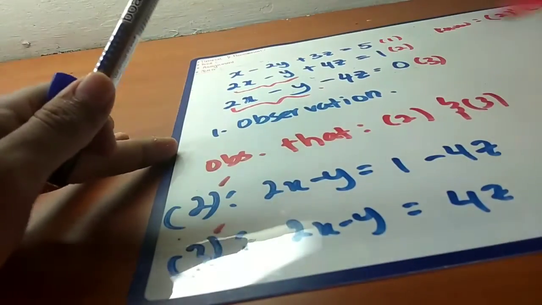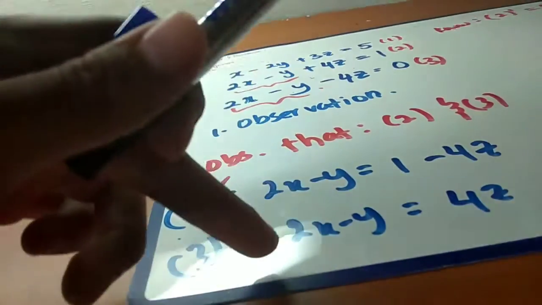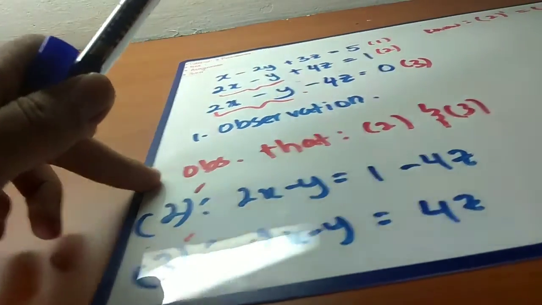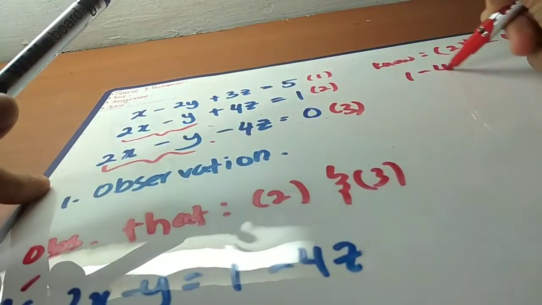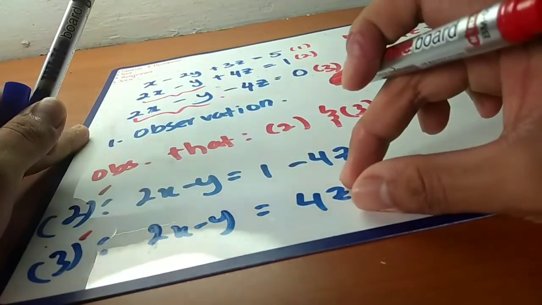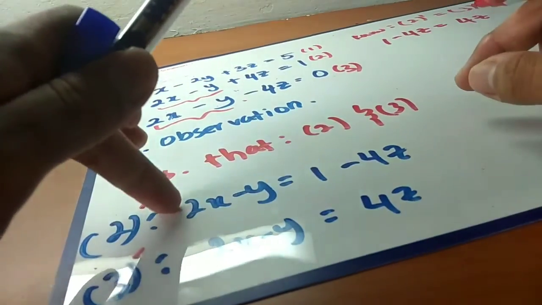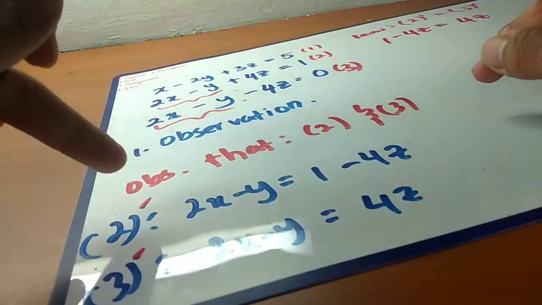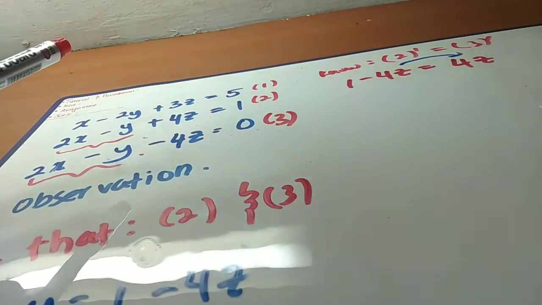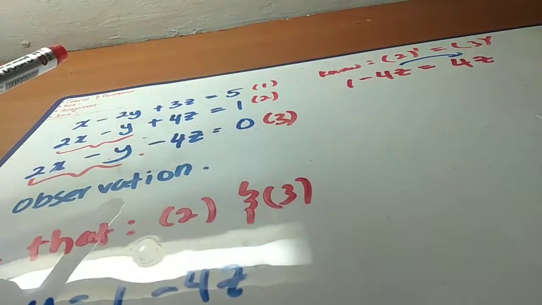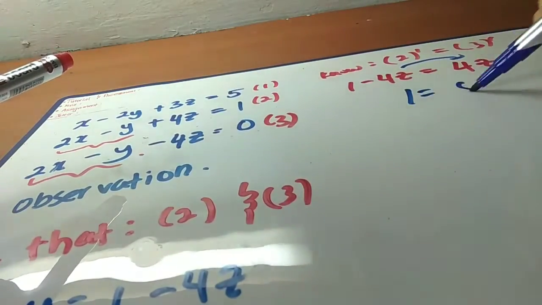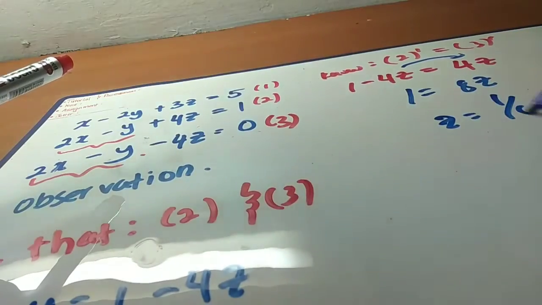Why? Because on the left hand side of equation 2 prime we have 2x minus y, and for equation 3 prime we have 2x minus y. So this is basically the same. So we can conclude that 1 minus 4z must be equivalent to 4z. This one is equivalent to this one because we argue that these are the same. So we can add 4z to both sides, so we have 1 equivalent to 8z, so z is equivalent to 1 over 8.